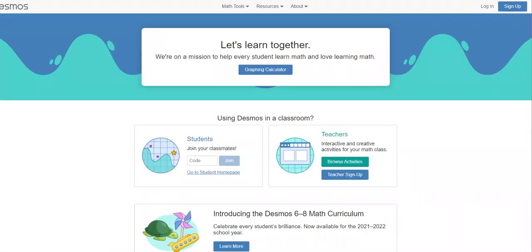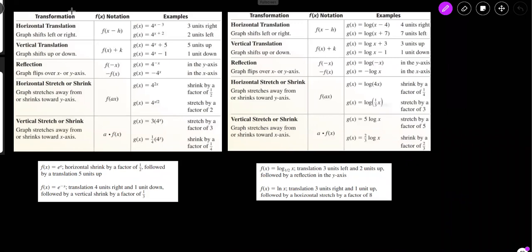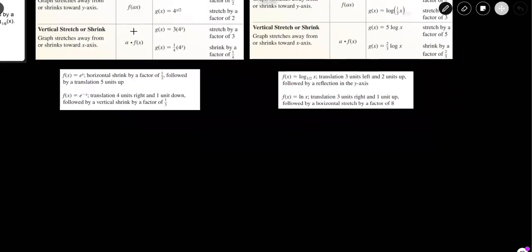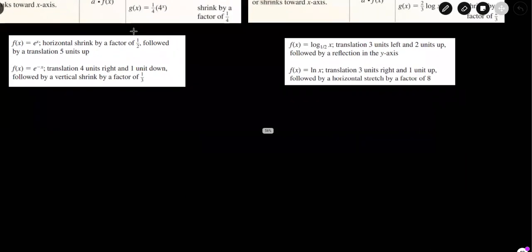Let's see here. All right. So let's go ahead and do these four problems really quickly. And like I said, I'll graph them to show what's going on as well. So the first one we're going to do is this exponential function.